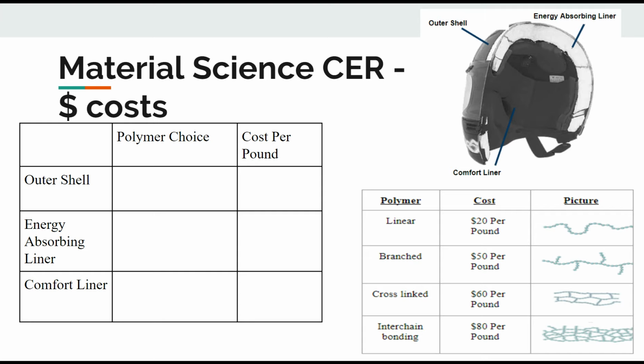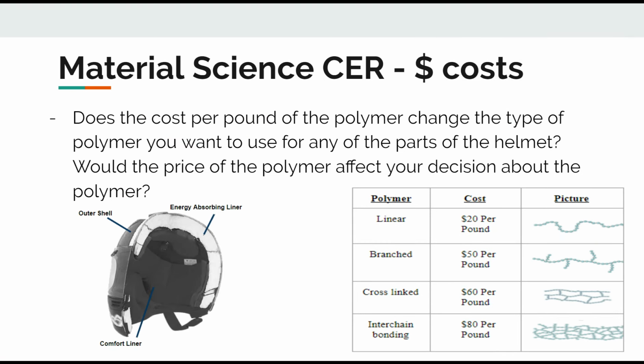So if you chose for the outer shell that it should be linear, its cost per pound is in the column over here to the right, and you'll need to record that. So now, think: does the cost per pound of the polymer change the type of polymer that you want to use for any parts of the helmet?